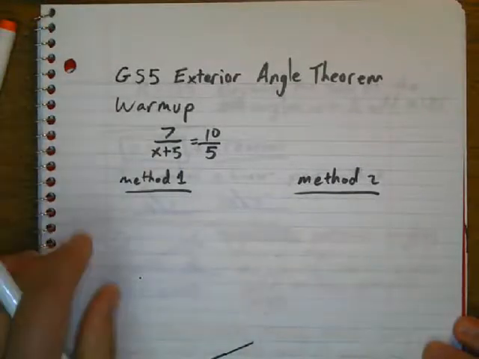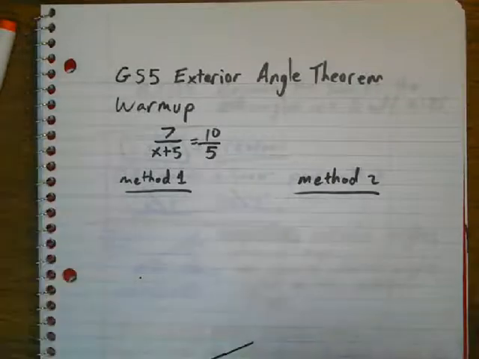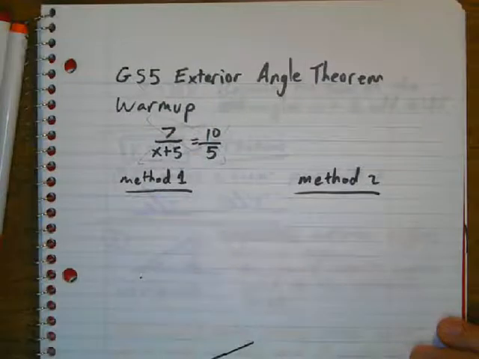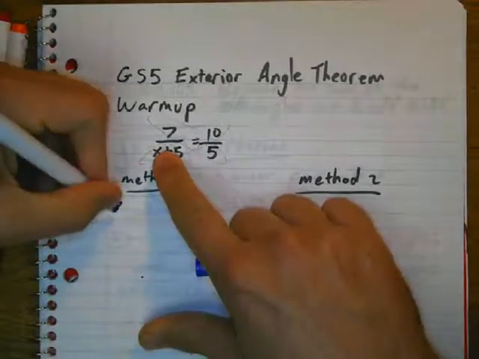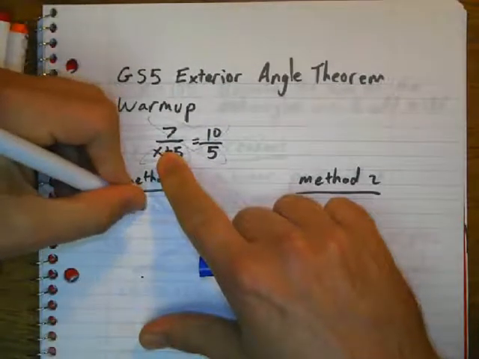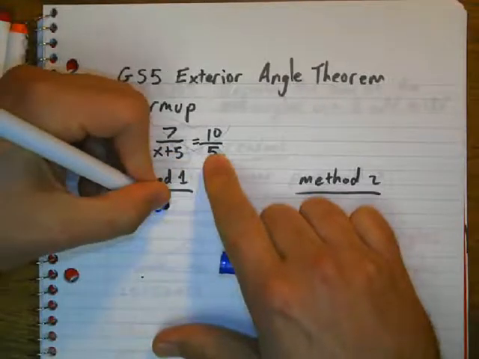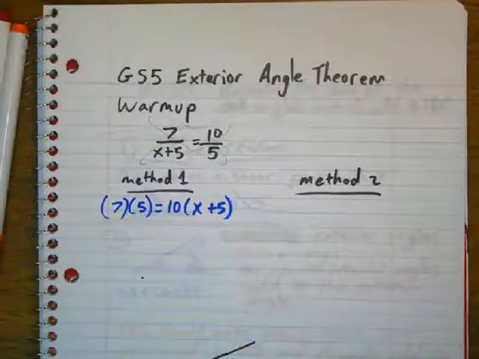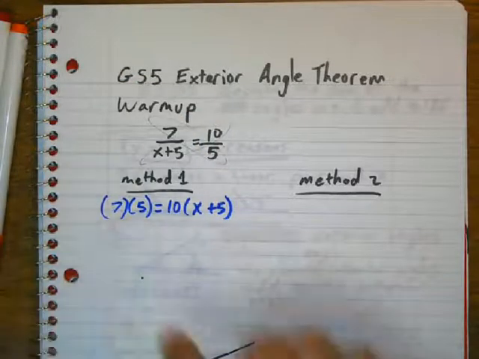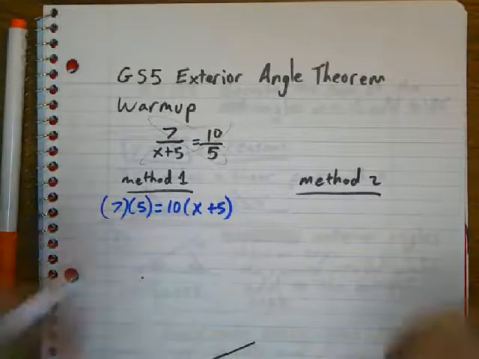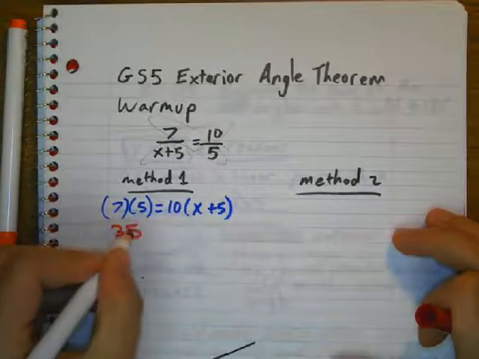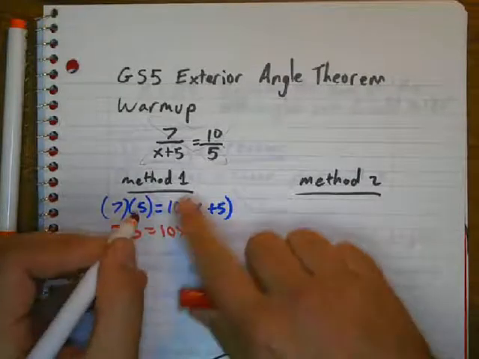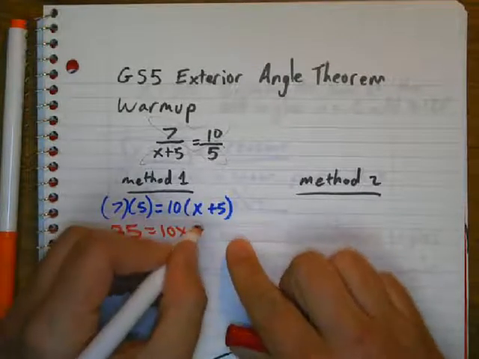One traditional method is to simply cross-multiply, and we would get 7 times 5 equals 10 times x plus 5. Okay, and we can simplify that further. 7 times 5 is 35, equals, and then distributive property with the 10, and we get 10x plus, and then 10 times 5 is 50.